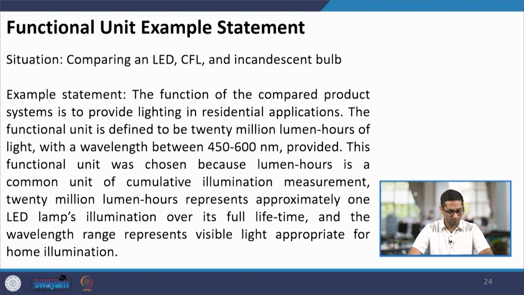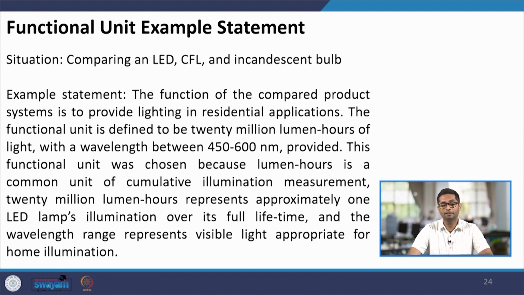The function unit is defined to be 20 million lumen hours of light, with a wavelength between 450 to 600 nanometers provided. So what they are now doing next is defining the function unit. The function unit is 20 million lumen hours, and they are going a step ahead, also providing the quality. So the quality of the function unit is that the light that is produced should have a wavelength between 450 to 600 nanometers. This function unit was chosen because lumen hours is a common unit of cumulative illumination measurement, and 20 million lumen hours represent approximately one LED lamp.